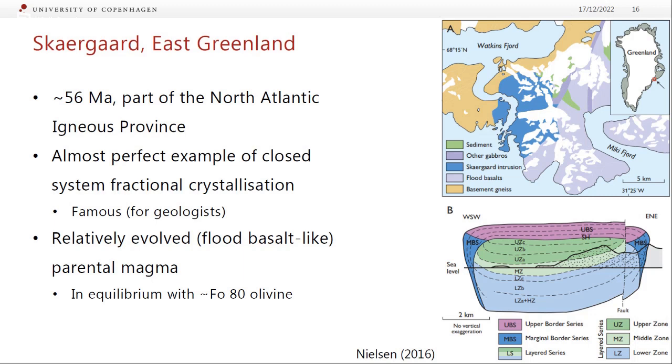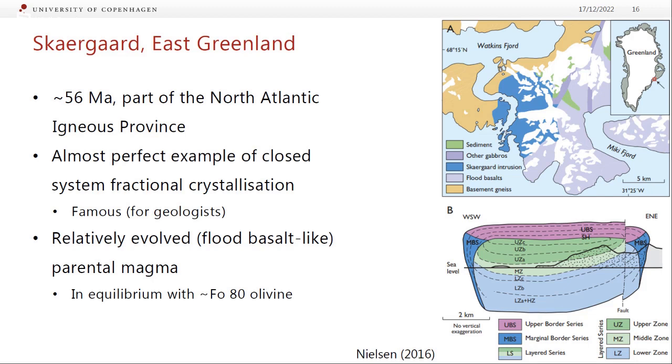The parental magma, so this is the composition of the magma that first came into the magma chamber, is fairly evolved, kind of like flood basalty looking magma. So it's in equilibrium with something like forsterite 80 olivine. Can anyone remember, is that a direct mantle melt if it's got forsterite 80 olivine? No. If it's straight from the mantle, it would be forsterite 89. So we've lost some magnesium already. There's already been some crystallization deeper down in the system.